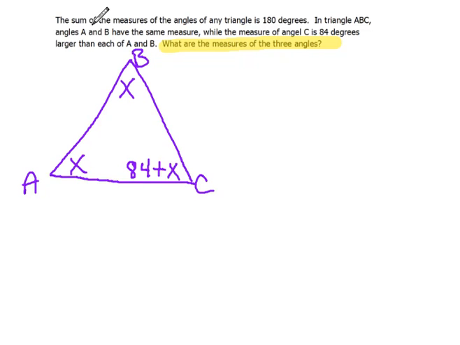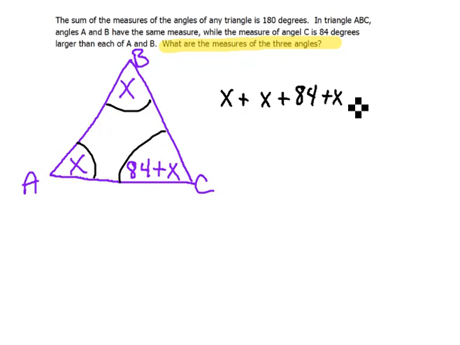Now remember, up here it gave you a clue. It said the sum of the measures of the angles of any triangle is 180 degrees. That is true for every single triangle. You can add up each one of these angles of any triangle and it should total 180. So that tells us that angle A, which is x, plus angle B, which is x, plus angle C, which is 84 plus x, those should all total 180. Here's our equation, and now we can start solving.